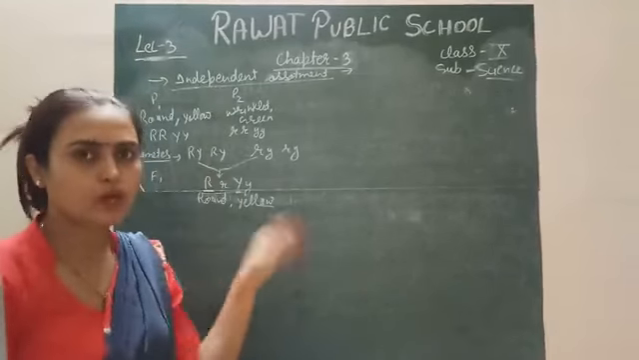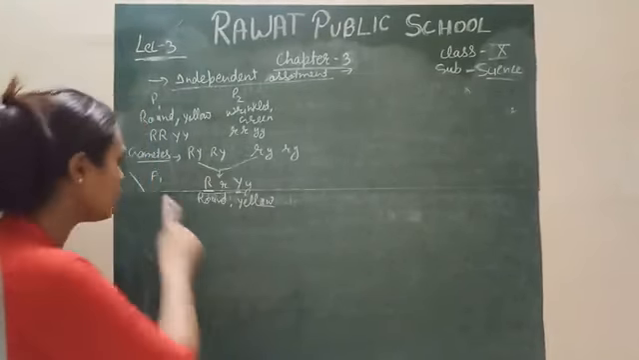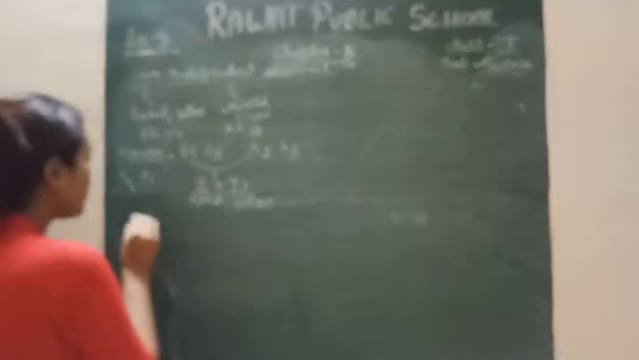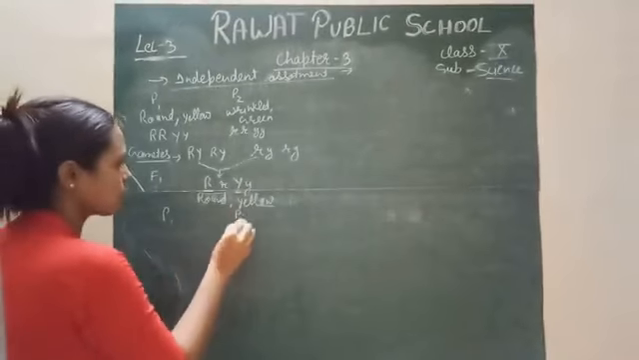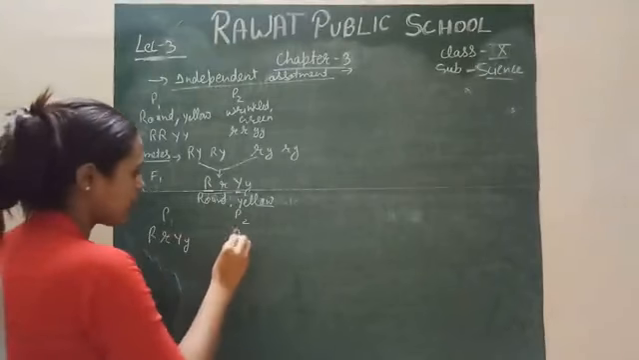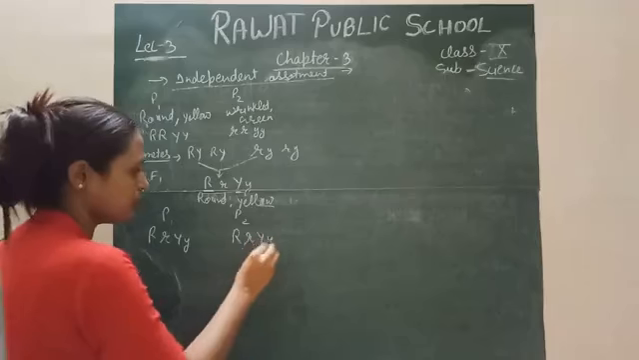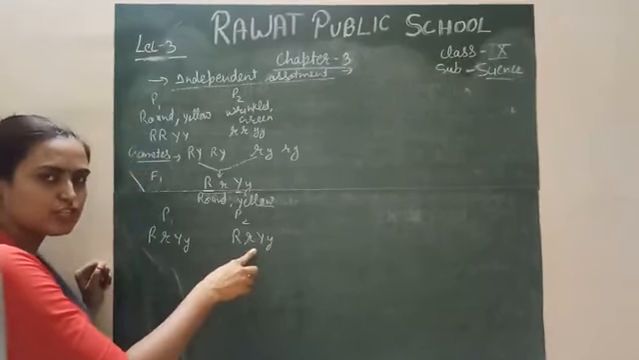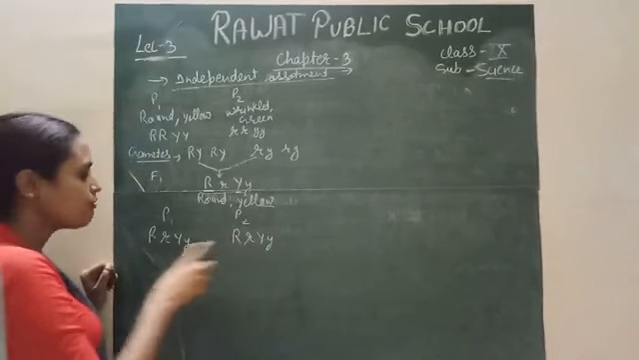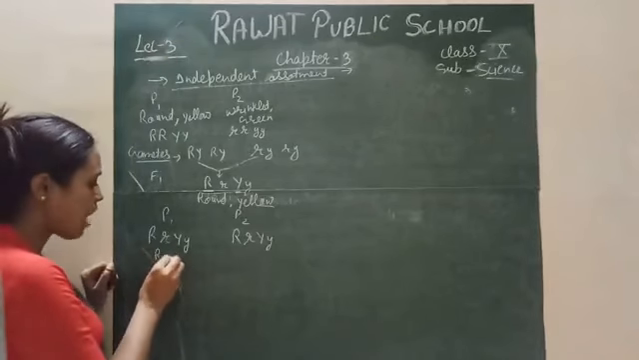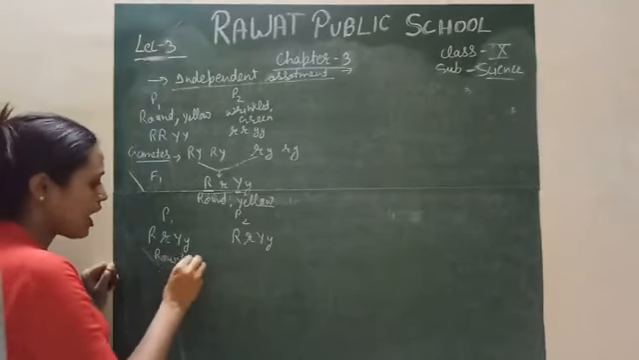For the dihybrid cross, our next step will be the crossing of the F1 hybrids. When we take the crossing, parent P1 will be this, and parent P2 will be this. During the formation of F2, the second generation, we will take the same hybrid. Similarly, this is the round and yellow.